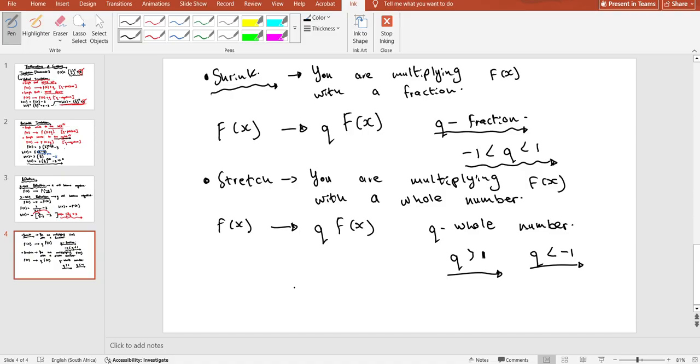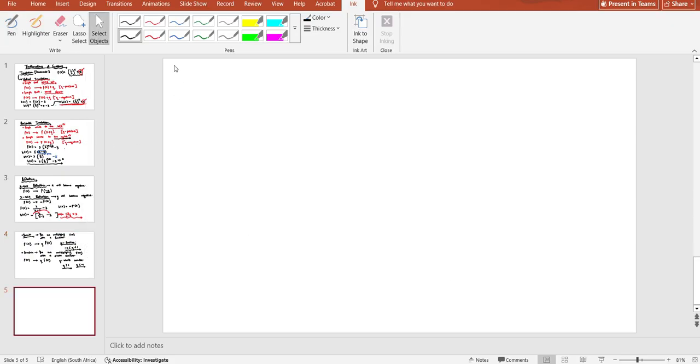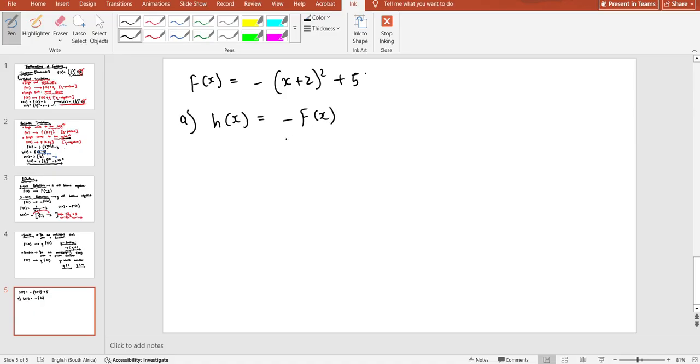So I won't do an example like that because I think the shrinking one should have spoken to you about this. What I do want to do is maybe 2 or 3 examples where I'm showing you different guys, and what we need to find is the final equation. So there's f of x, and it's equal to negative x plus 2 squared plus 5. All right, then A, find me h of x where f of x is being times by negative.